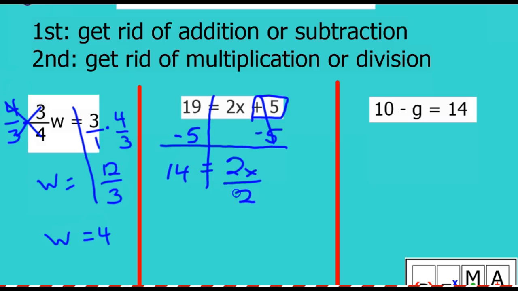Divide by 2. Divide by 2. We're dividing by 2 because 2 and the x are touching. That means multiplication. The opposite is division. So we get x equals 14 divided by 2, which is 7.